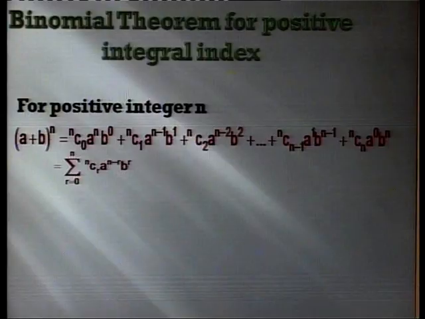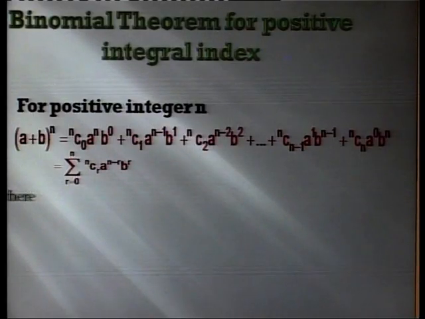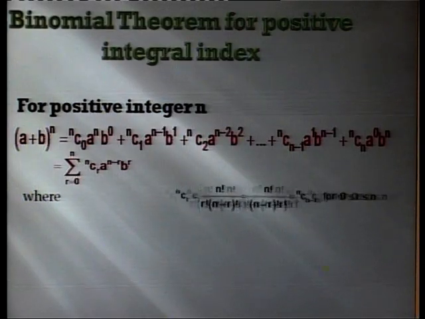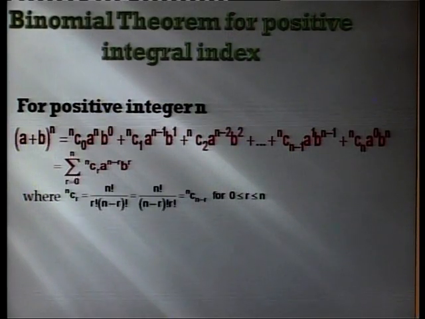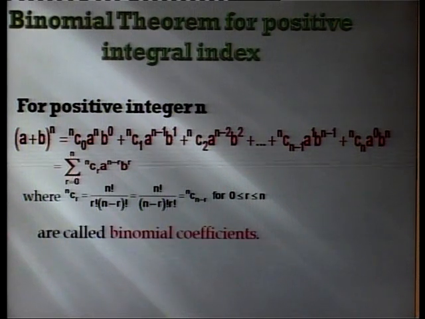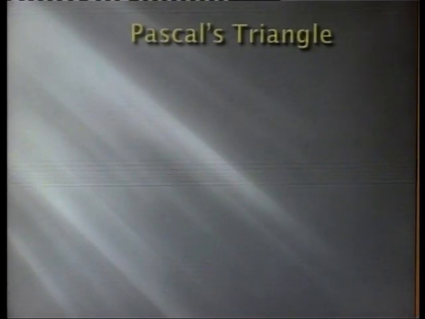You can also write it in summation notation, that is nCr a raised to power n minus r into b raised to power r, where r is varying from 0 to n. That is the same thing, where of course once again I am repeating, nCr is equal to factorial n upon factorial r into factorial n minus r. So, this is the complete statement, and these are known as binomial coefficients.